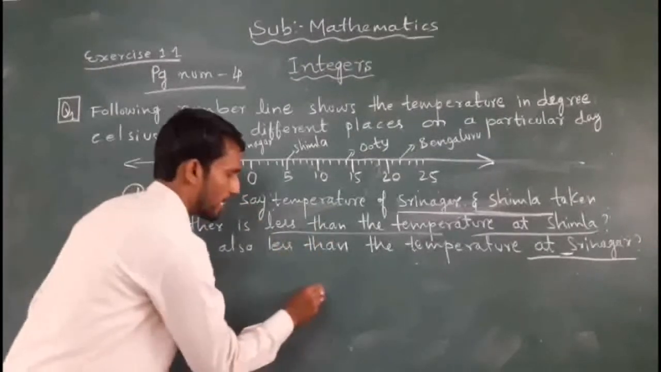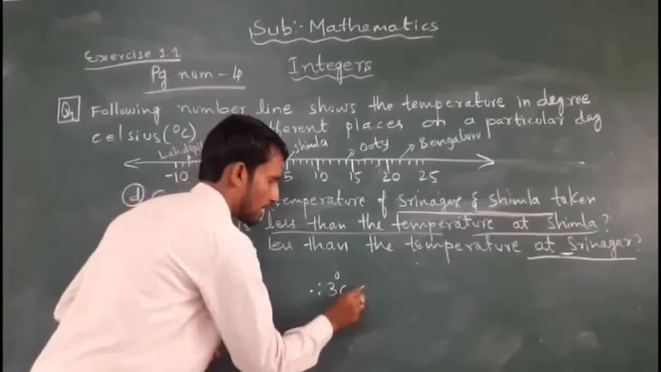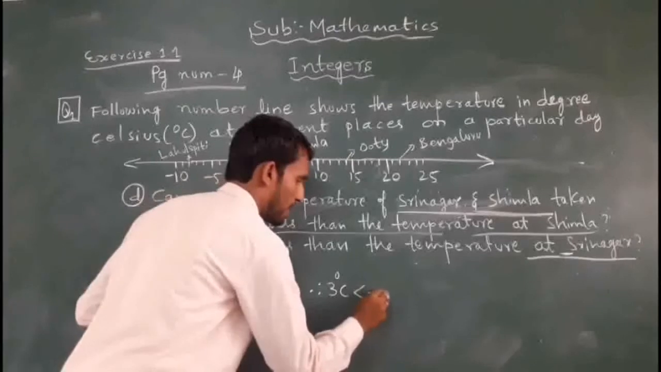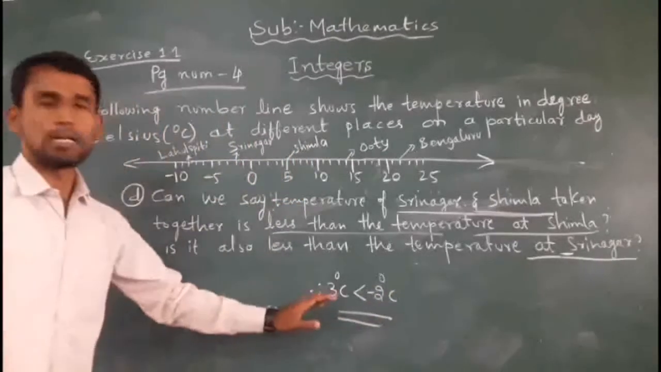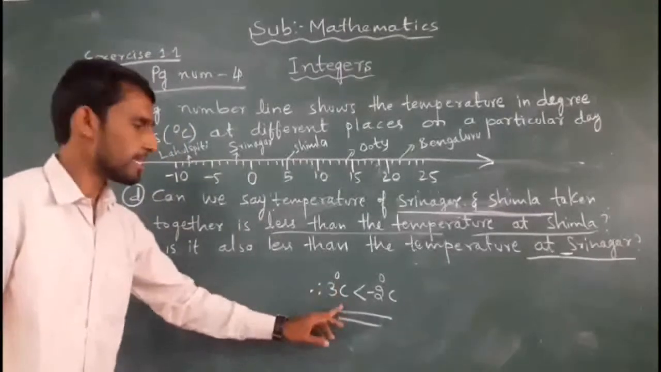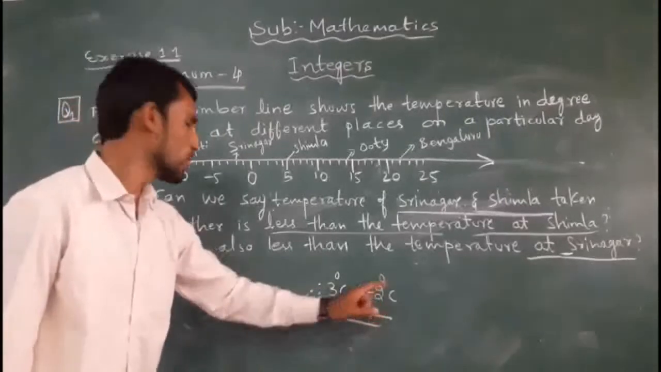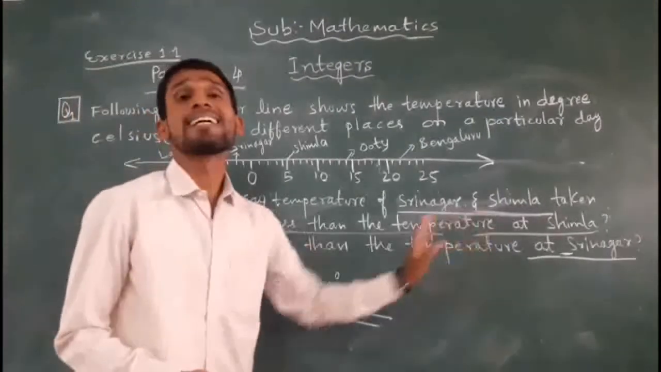So, see here, therefore, 3 degrees Celsius is less than minus 2 degrees Celsius. This is our final answer. The final answer is 3 degrees Celsius is smaller than minus 2 degrees Celsius. No, this is not less than the temperature at Srinagar.